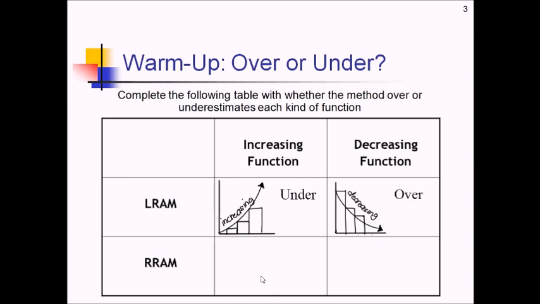For RRAM, increasing function, the right endpoint is causing us to overestimate. And for a decreasing function, now we're hitting it too late and we're underestimating everything there.